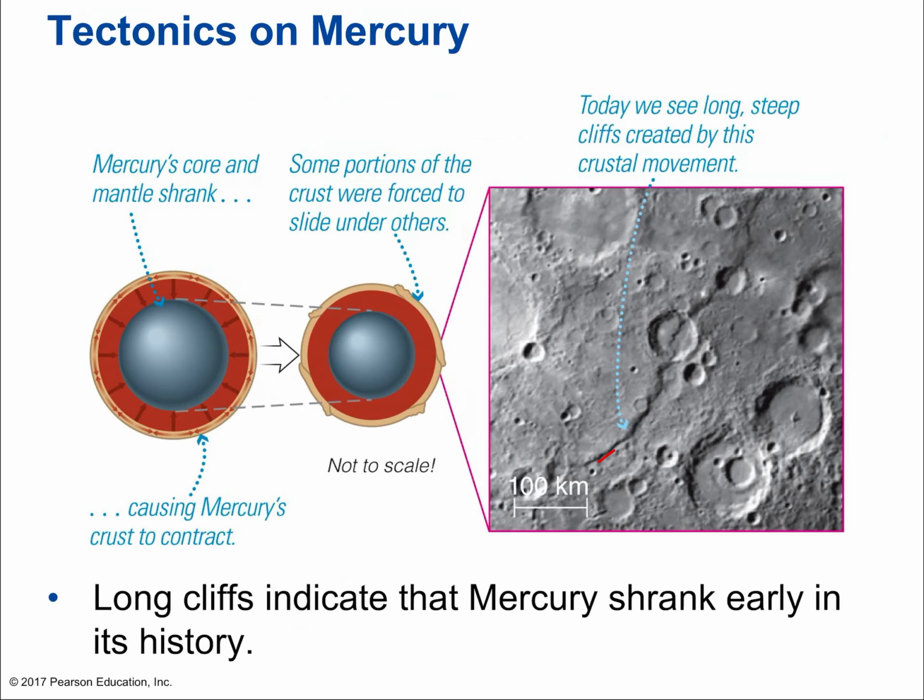There are these long cliffs that run along the surface of Mercury, and they're thought to have been created by Mercury shrinking early in its history. Essentially, as Mercury's very large core cooled, the whole planet shrunk substantially, leaving big cooling creases on the overall planet, creating giant cliffs. Okay?